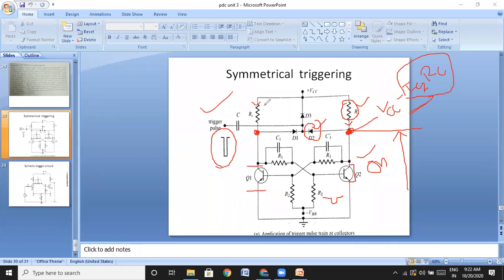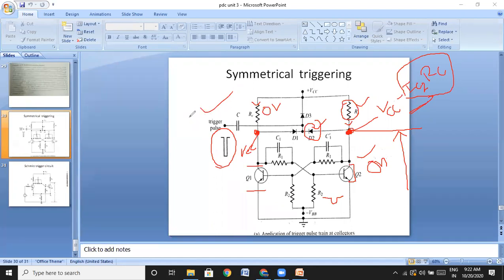Okay, in the ideal case there won't be any current flowing in this resistance, though in practice there may be a leakage current. Therefore, the drop across this one will be 0 volts, because there is no current. Therefore, VCC will be present at this point, and this anode is at higher potential.